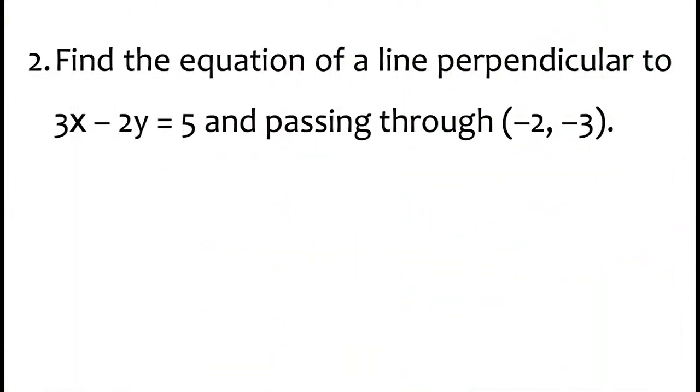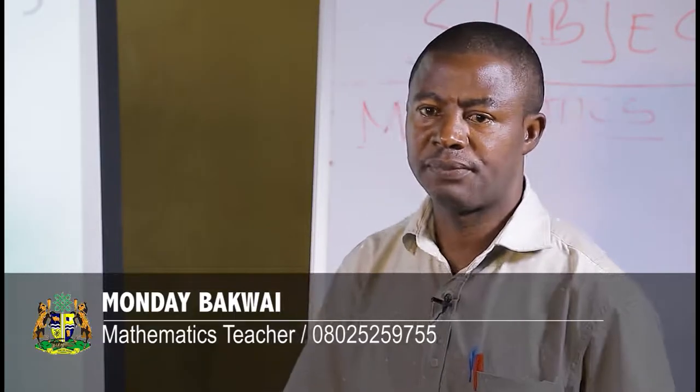Example 2. The question says find the equation of a line perpendicular to 3x minus 2y equals 5 and passing through (-2, -3). The question again: find the equation of a line perpendicular to 3x minus 2y equals 5 and passing through (-2, -3). Now, solution.